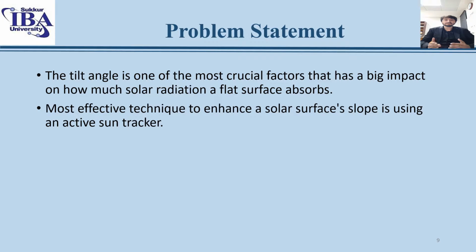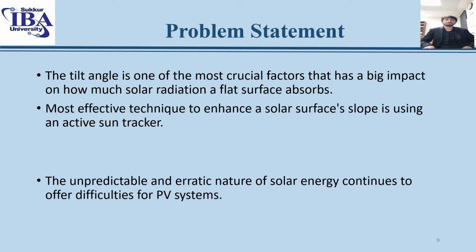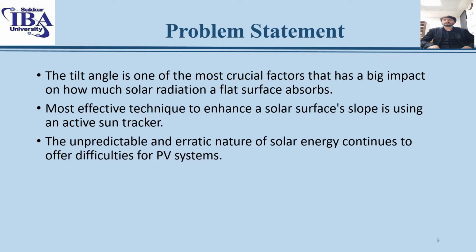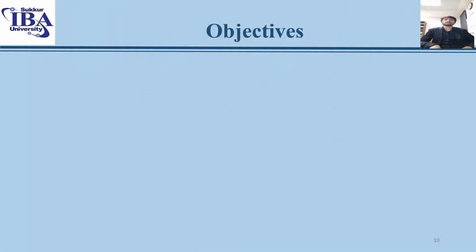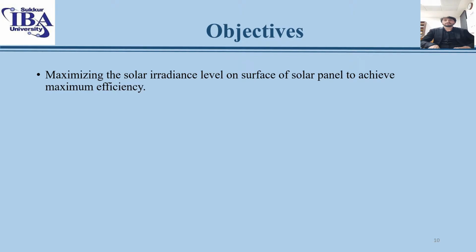But the problem with this system is that we can employ it for a solar system of 2, 3, 4, 5 panels, but we can't apply this system to a whole solar plant consisting of 2000, 3000 panels. We can't apply this technique to a big plant. The unpredictable and erratic nature of solar energy continues to cause other difficulties for PV systems.